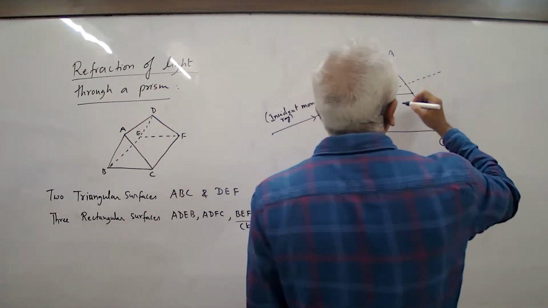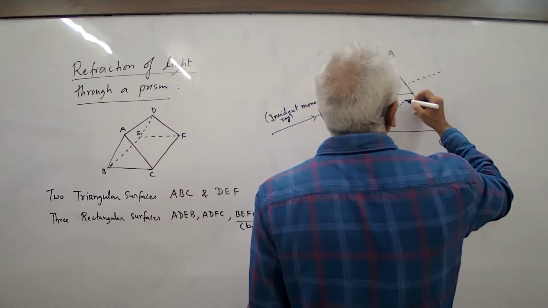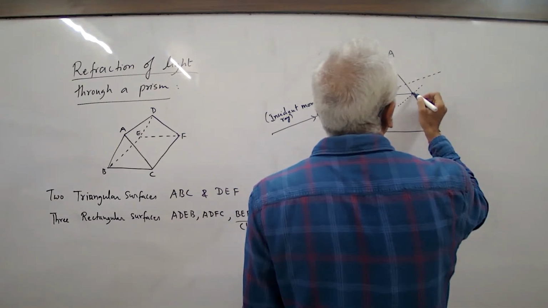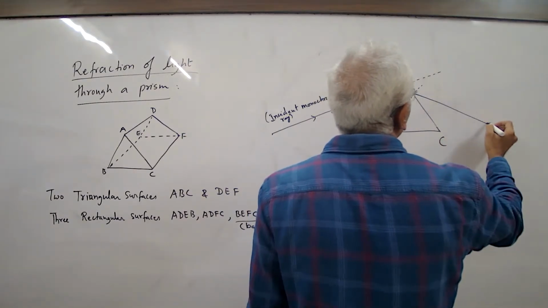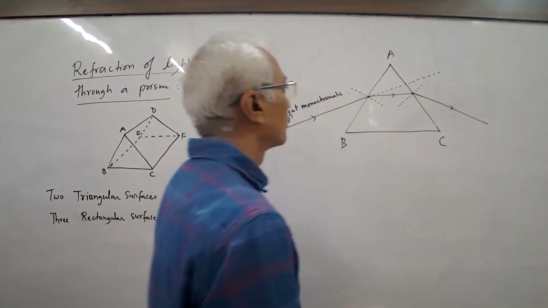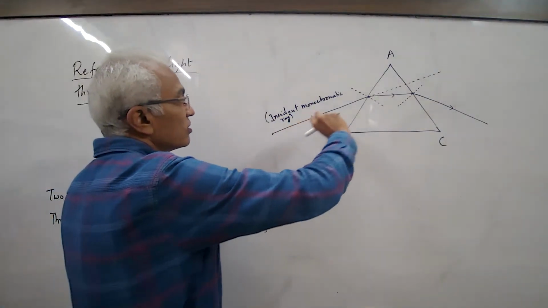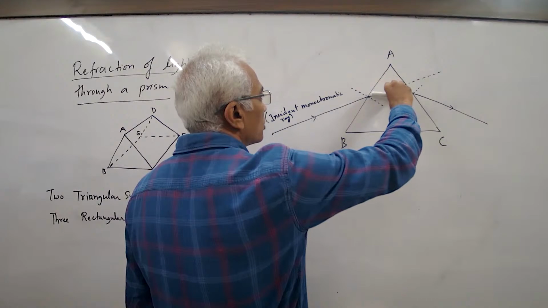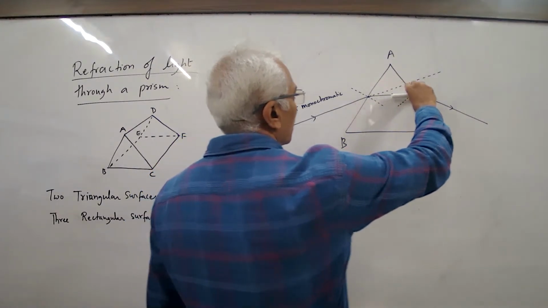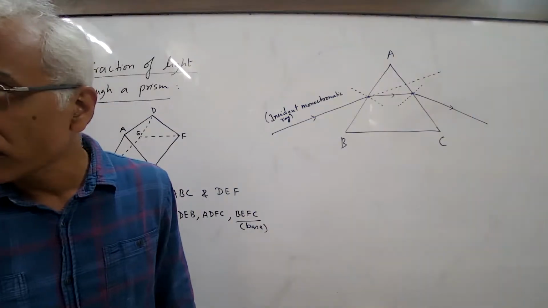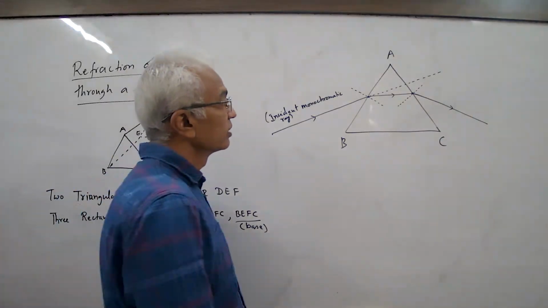Again, draw the normal at this point of incidence. So now it will go away from the normal. So what do you observe? When the ray enters the prism, it bends towards the base of the prism. And when it comes out again, it bends towards the base of the prism. So it bends twice. Okay.